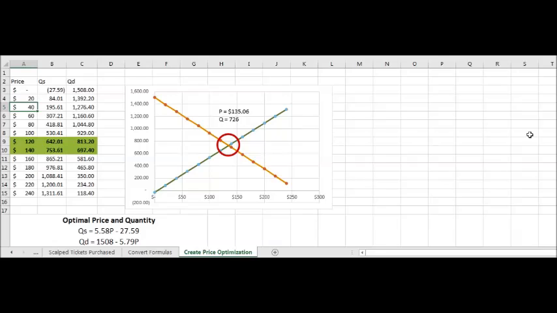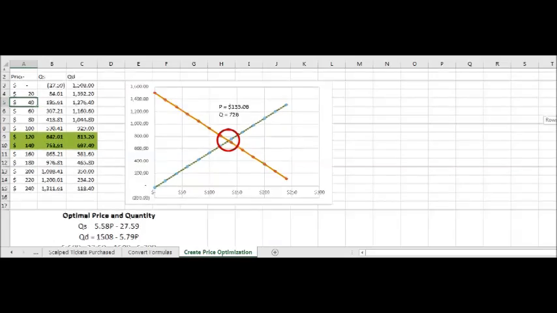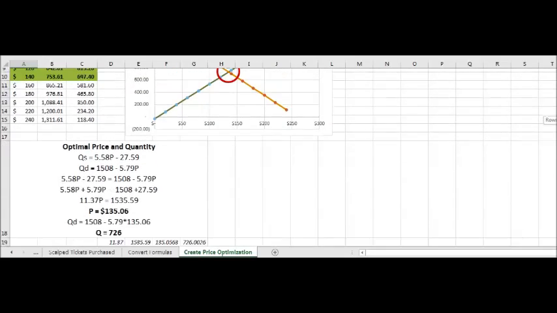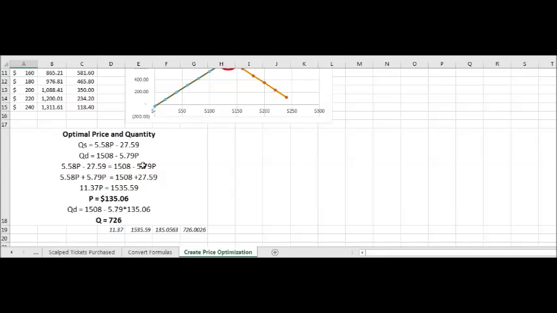Well, I'm going to scroll down just a little bit and show you that we follow the price optimization process, where we take our quantity supplied formula and quantity demanded formula, and we match them up against each other and simplify down, and we will find then that the optimal price is $135.06. Then we feed that number into one of the other formulas, and you can use either one, and that gives us an optimal quantity of 726.